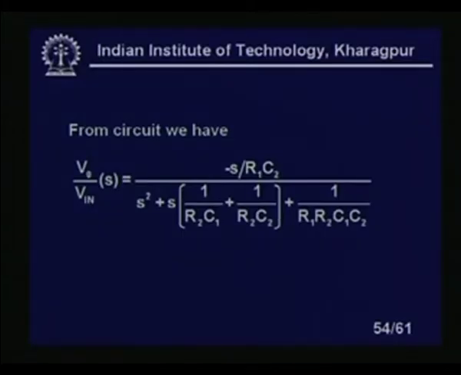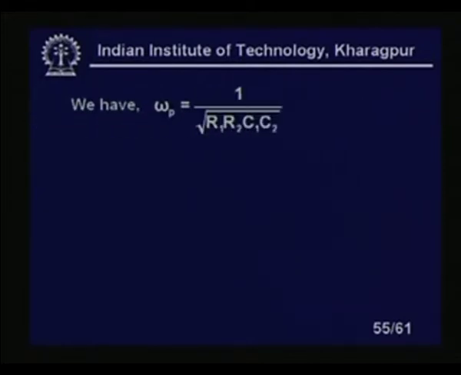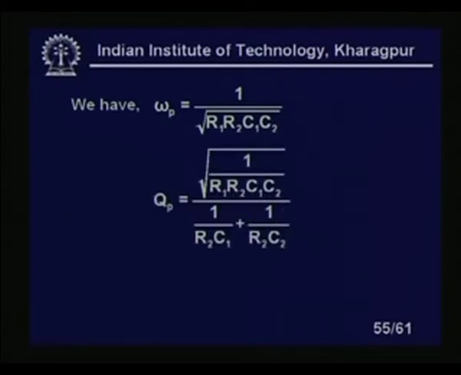Now, from the circuit we can write minus S upon R1 C2 upon S square plus S (1 upon R2 C1 plus 1 upon R2 C2) plus 1 upon R1 R2 C1 C2. We have omega p equal to 1 upon root over R1 R2 C1 C2, QP equal to square root of 1 upon R1 R2 C1 C2 whole upon (1 upon R2 C1 plus 1 upon R2 C2), right, and gain constant k equal to 1 by R1 C2.